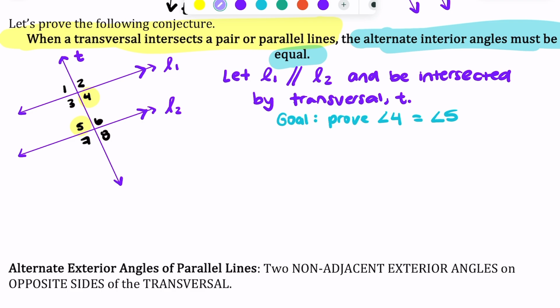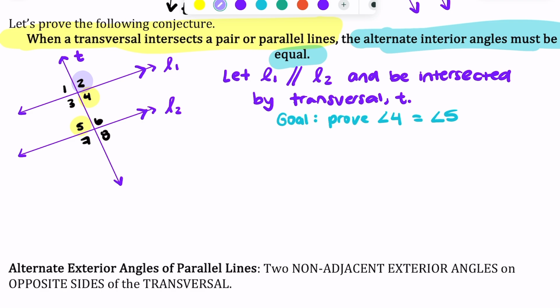Now, I want to find an angle that has a relationship with both 4 and 5, and that angle is the same. So I might look for angle 2, let's say. Again, I'm going to try things and erase them. Angle 2 has a relationship with angle 4, right? They are supplementary to each other. But there is no angle relationship between 2 and 5 that I know at this moment.